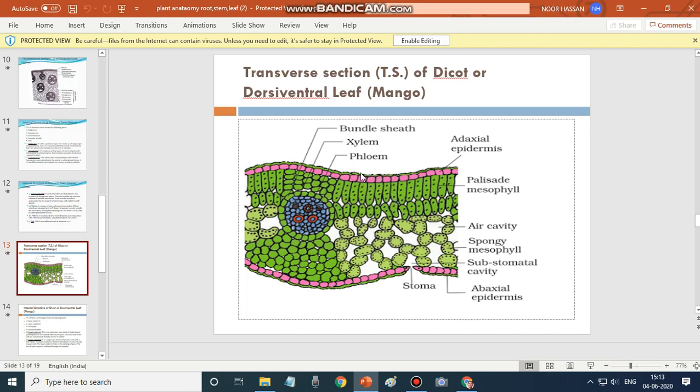It is found just below the upper epidermis, and from the picture you can understand that the cells are elongated, and these cells have a large number of chloroplasts. The cells do not have intercellular spaces and they take part in photosynthesis. So this is about palisade parenchyma.